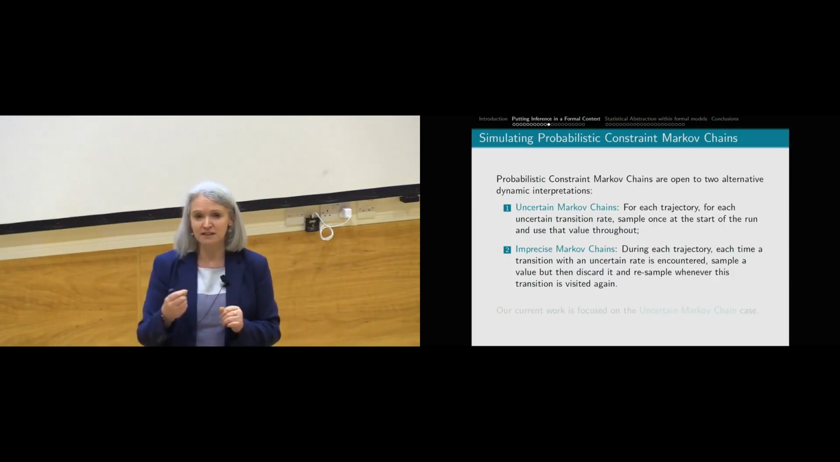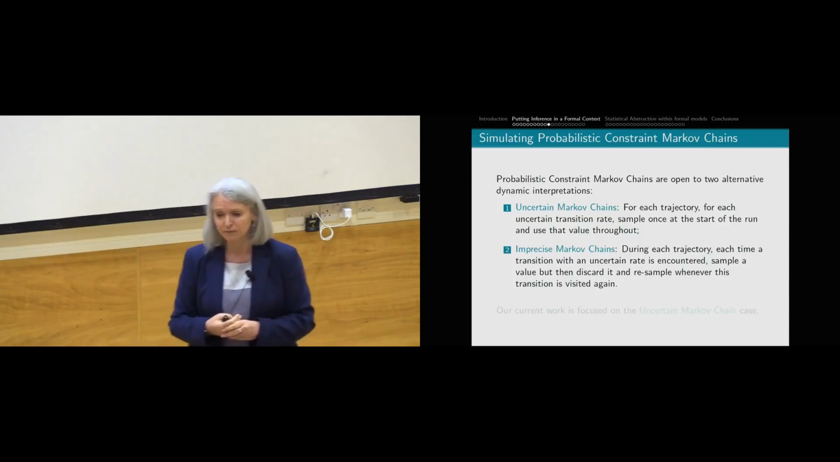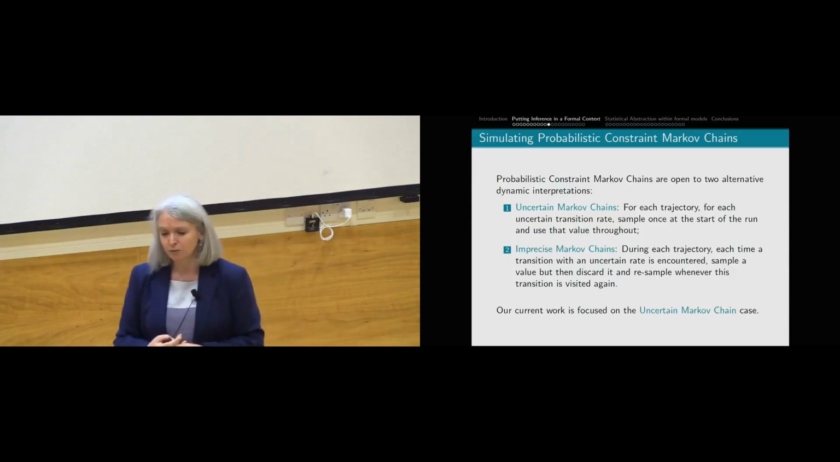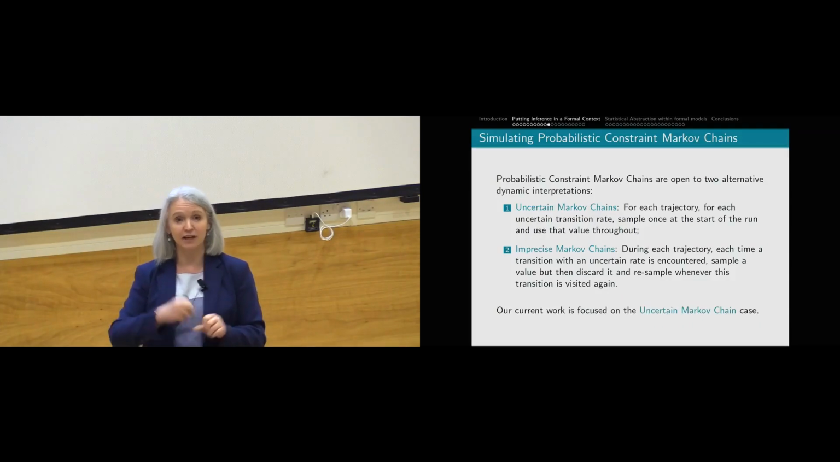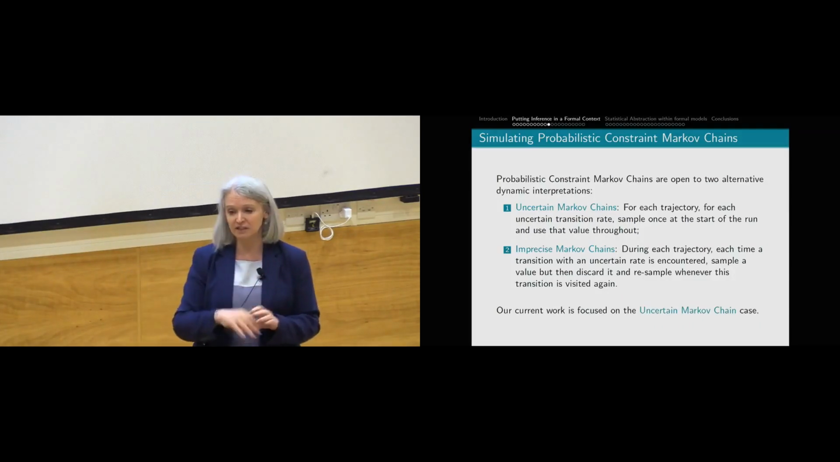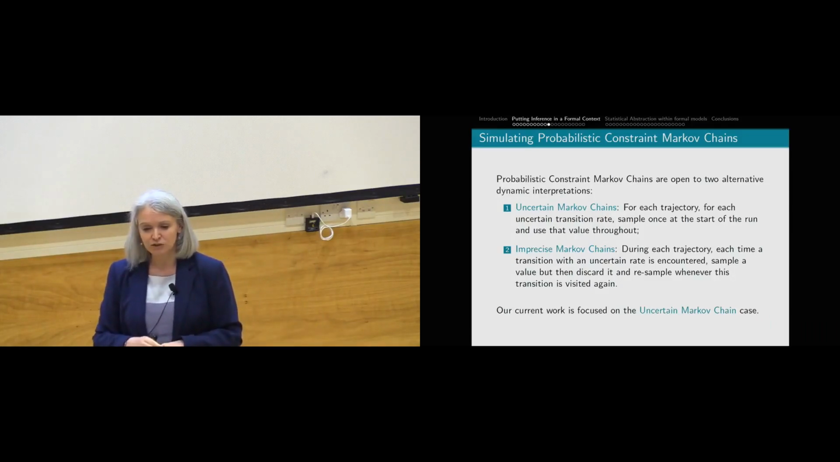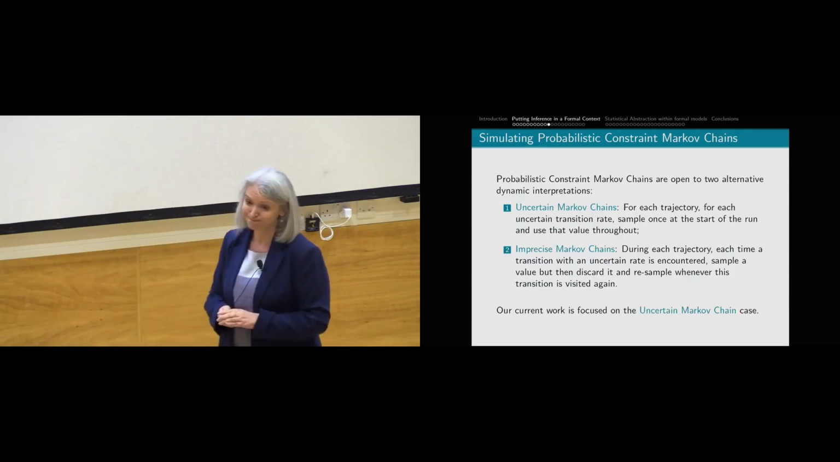You may come back to the same action, but you would sample again and possibly get a different rate for that to reflect the uncertainty in the environment. So in our current work, and what I'm going to talk about today, we focus on the uncertain Markov chain case, the first case where for any trajectory, we just fix the parameter values. We have some other work with imprecise Markov chains, and the interesting thing is that in the limit, the two actually amount to the same.